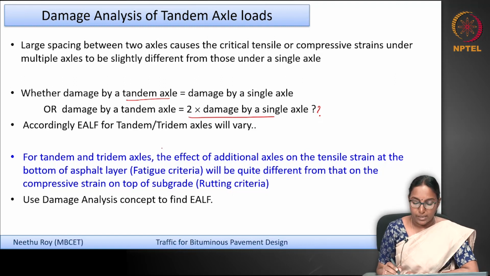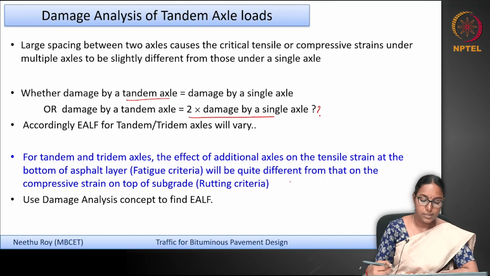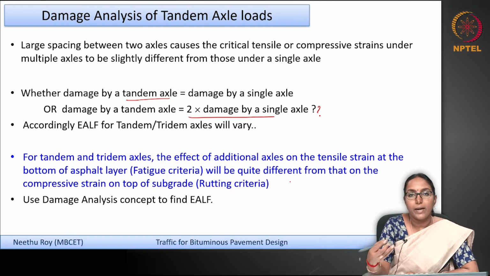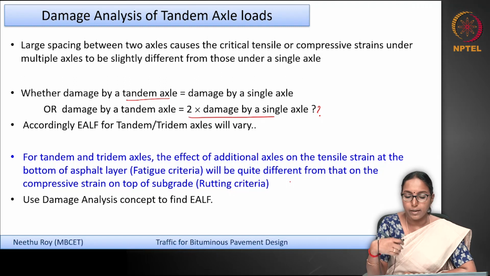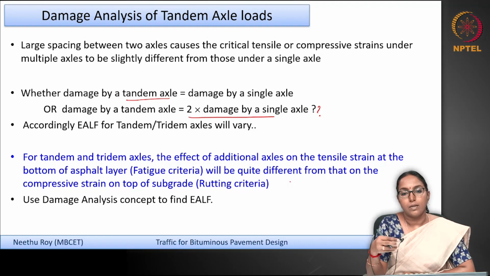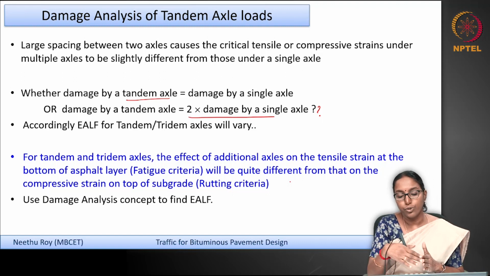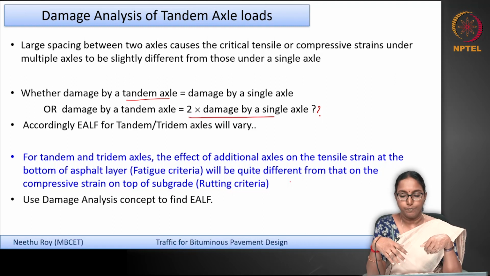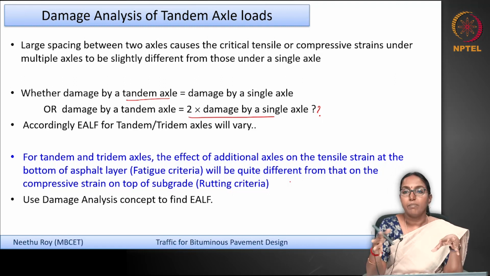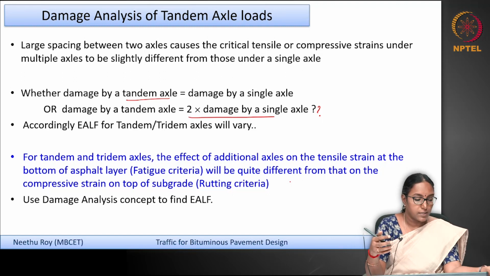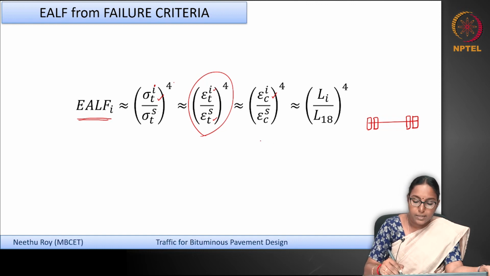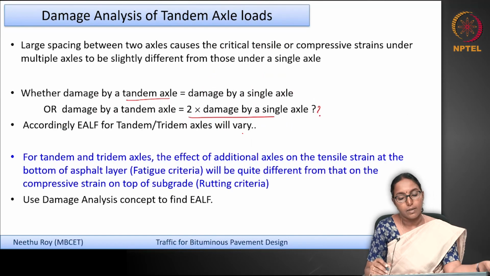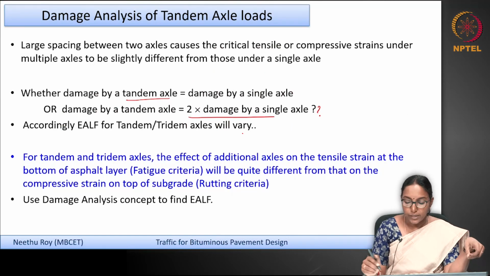Now, for tandem axle and TRIDEM axle, the effect of these additional axles on the tensile strain at the bottom of the asphalt layer will be quite different from the compressive strain at the top of the subgrade. Which means that if you are considering a tandem or TRIDEM axle, the fatigue cracking criteria and the subgrade rutting criteria may not give you identical results as you have discussed here. So in the case of a single axle dual wheel, we have seen that the criteria based on the tensile strain, or the fatigue cracking criteria, and the criteria based on rutting is more or less the same, but it may not be the same in the case of a tandem or a TRIDEM axle.